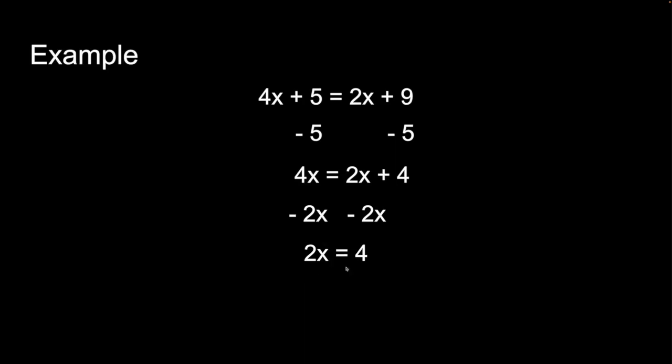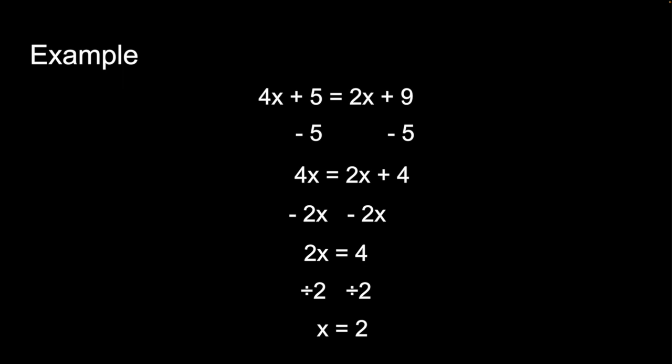Now that we have two different terms on both sides, we have to use division to isolate the variable. Here x is being multiplied by 2, so in order to get rid of this 2, we must divide both sides of the equation by 2. 2x divided by 2 is x, and 4 divided by 2 is 2. So the answer to our equation is that x = 2.